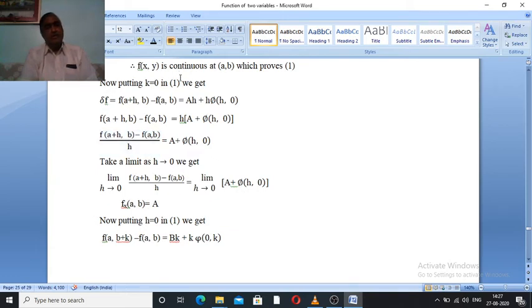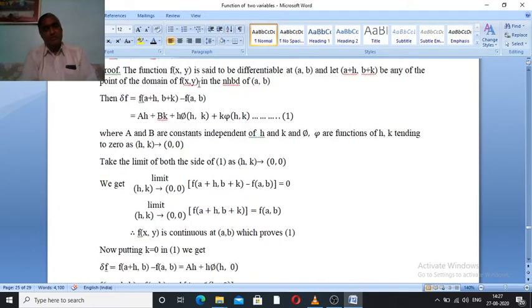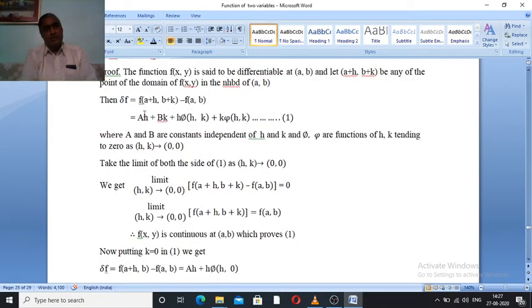Now putting k is equal to 0 in equation 1, we get, f(a+h, b+0) which is b, therefore f(a+h, b) minus f(a,b). Here k is 0, here k is 0, therefore Ah plus h phi(h,0).